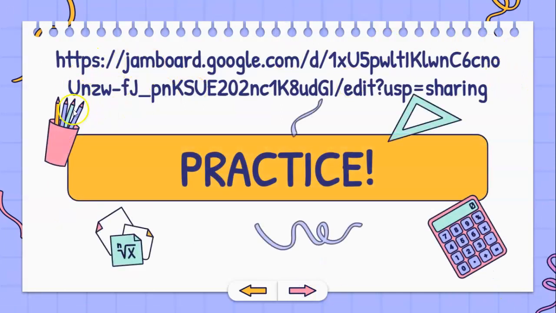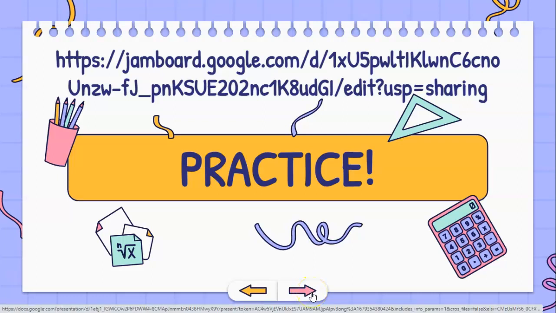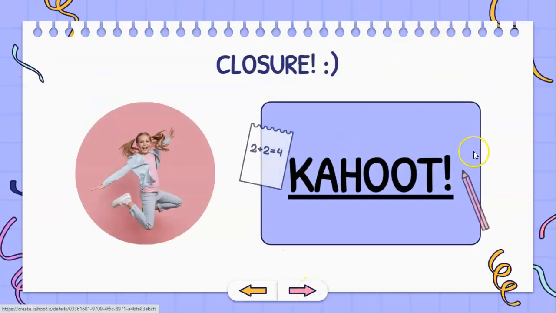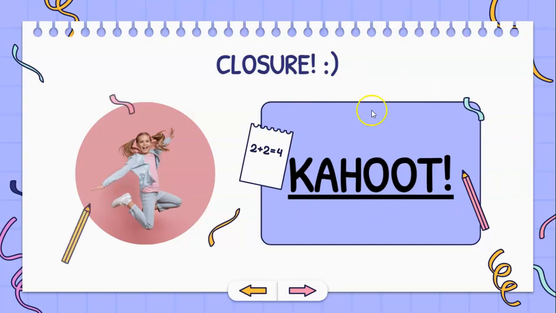You are now going to do some practice by yourself on this Jamboard link. If you go to that, you can answer those questions. And then once you're done with that, we are going to play a little Kahoot game. That's the end of the lesson.